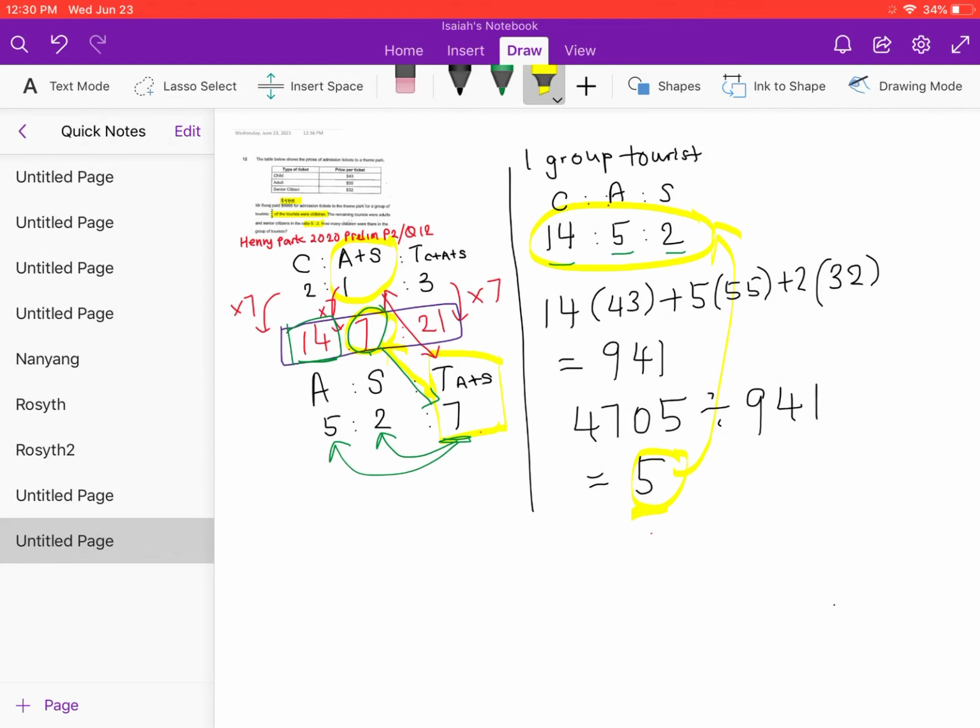So right now, if you look at the question, how many children were there in a group of tourists? That will be easy now. We know there are 5 such groups. So since there are 14 children in each group, if there are 5 groups, it will be 5 times 14. And press your calculator. This works out to be 70. So the final answer will be 70. There will be 70 children in this group of tourists.